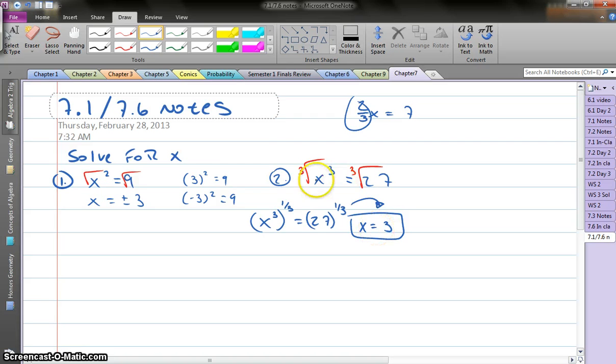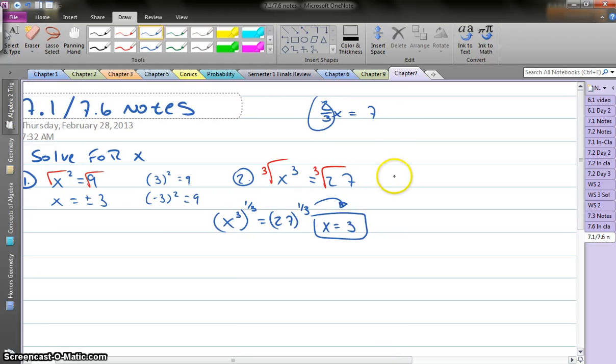Now, notice I didn't do the plus minus there. Well, that's because with the odd, remember with the odd, it's okay, because it can be negative or it can be positive. It's one or the other. It wouldn't be both.